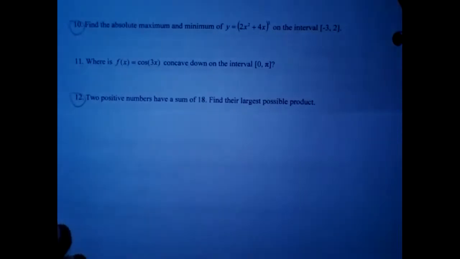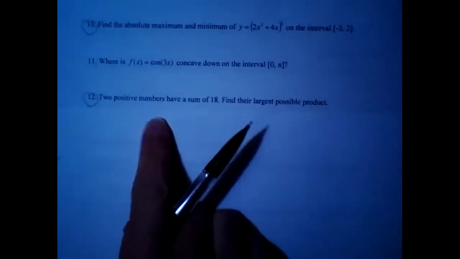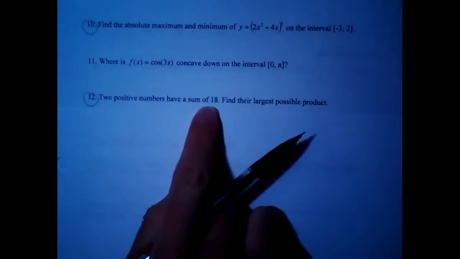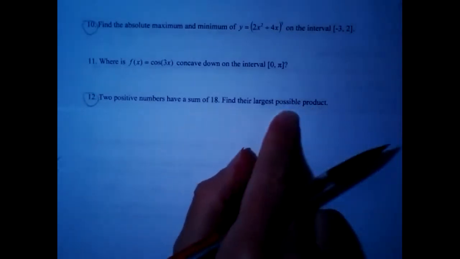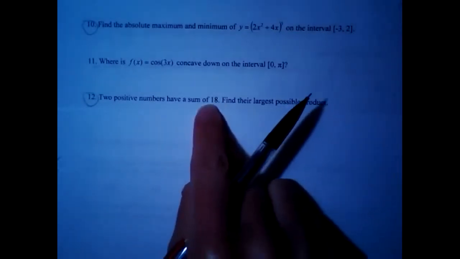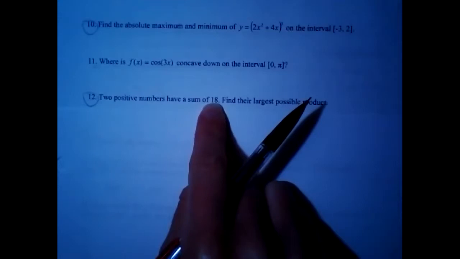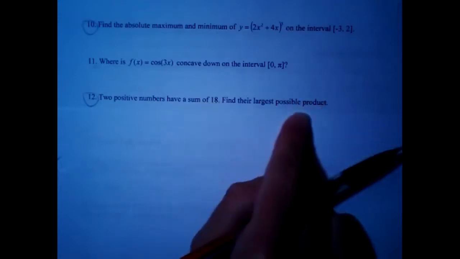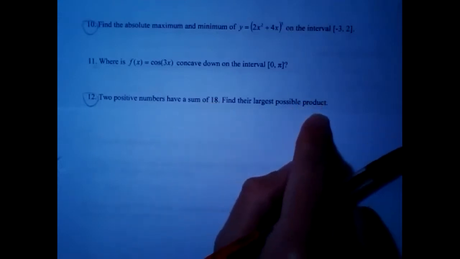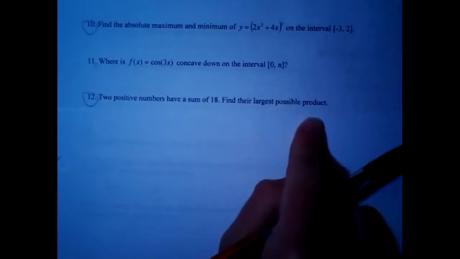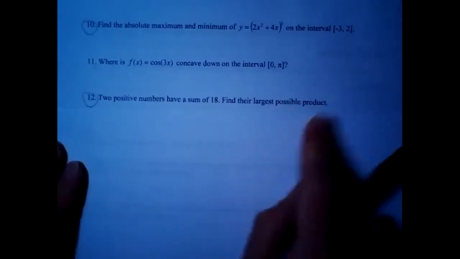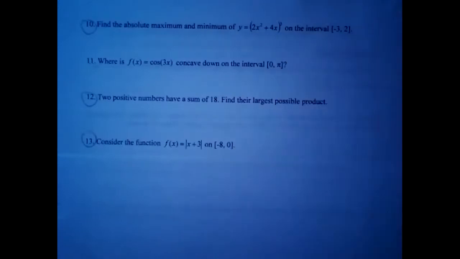Oh, this one should be no work. I don't want anyone to do any work for this. 2 positive numbers have a sum of 18, find their largest possible product. All right, if the sum is 18, what are the 2 numbers? If they add up to be 18, what are the 2? Yeah, 9, good. And so the product would be what, guys? Yeah, 9 and 9. So what's the product? Like, what's the answer? 81. Perfect. All right, no work for that one. That's like a gimme question.